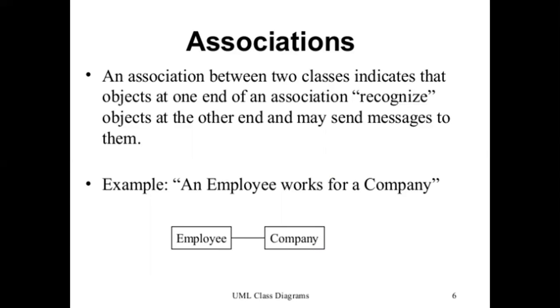Next, second one, association. There are four types of relationships among the classes. The first one is association. The association between two classes indicates the object at one end recognizes the object at the opposite end by sending messages to them. Suppose an employee works for a company, so the employee is associated with the company. Suppose a student belongs to one of the colleges, so the student is associated with one college.